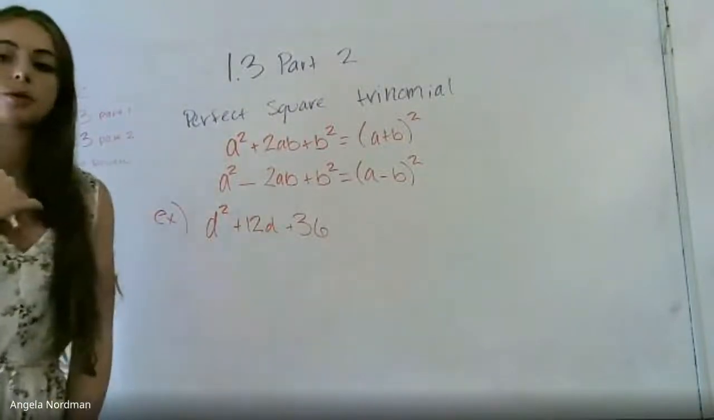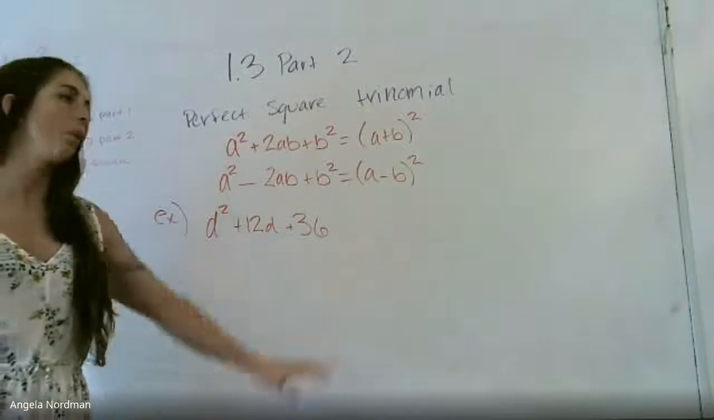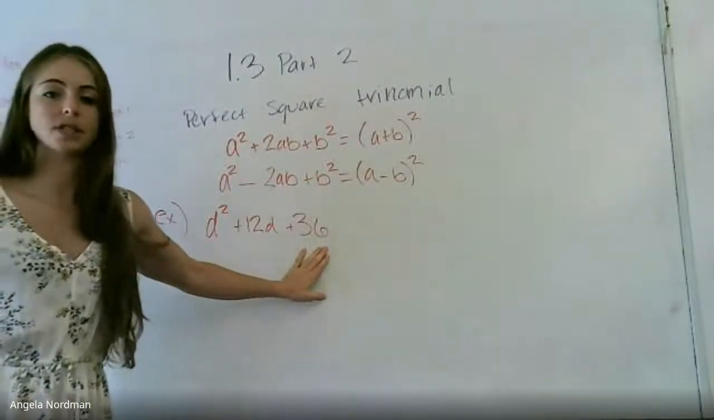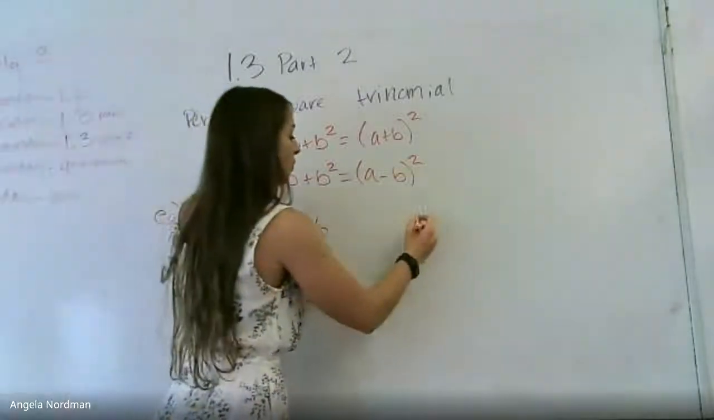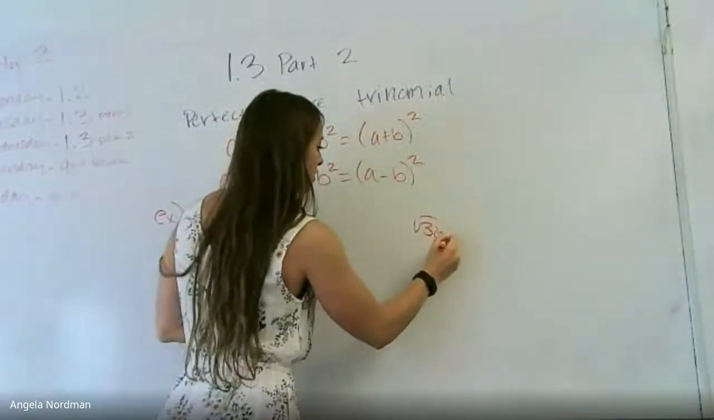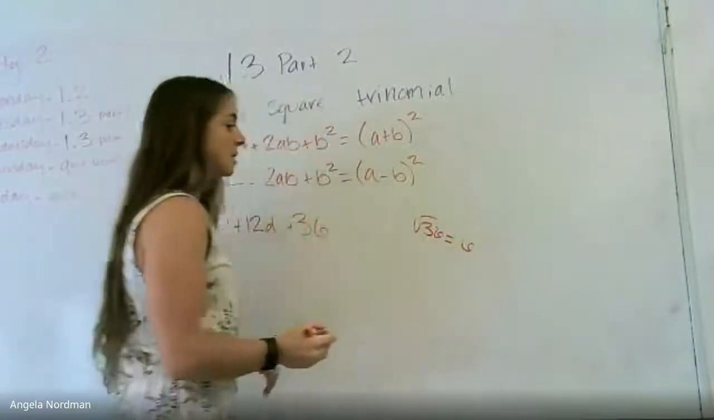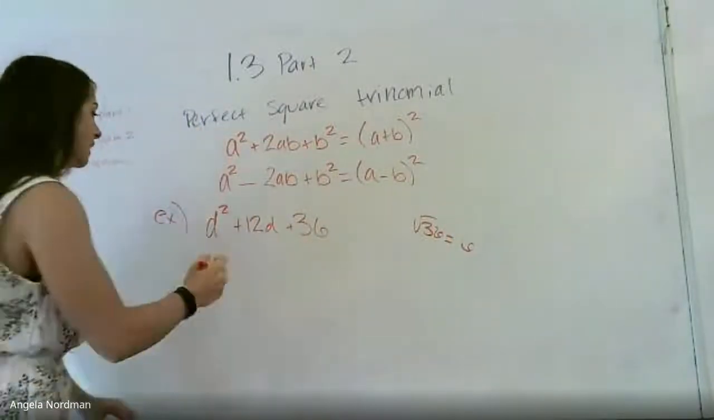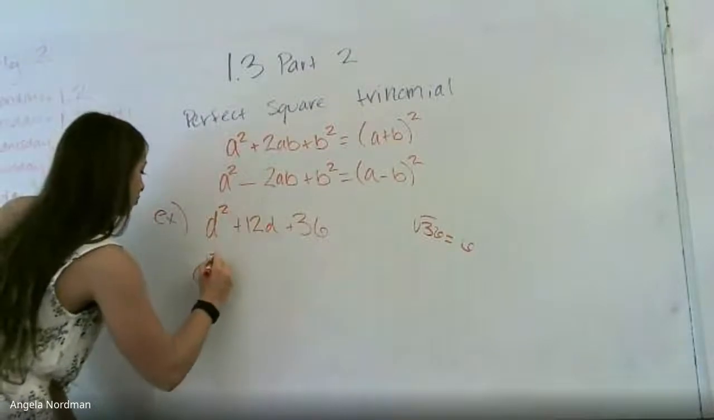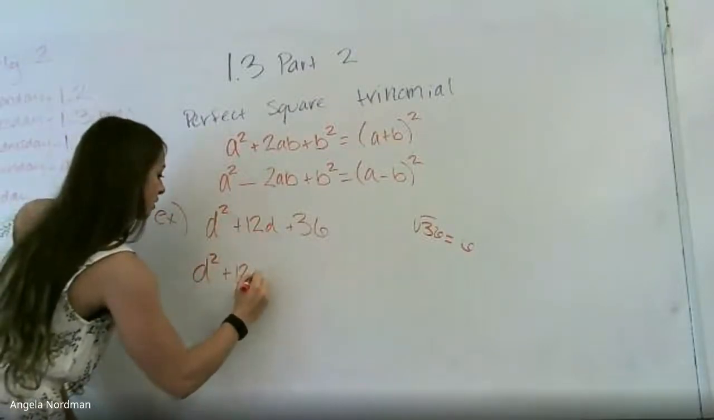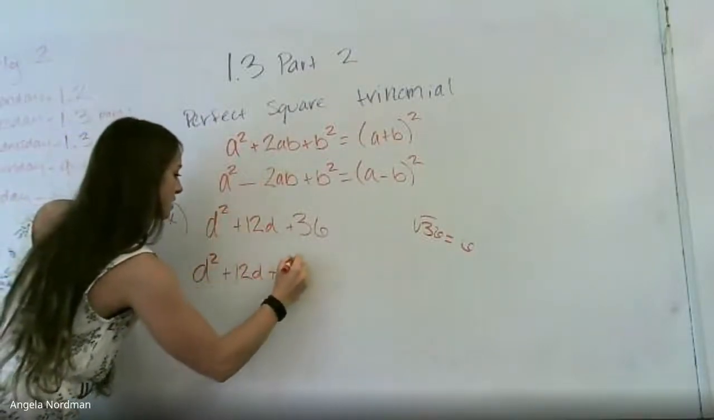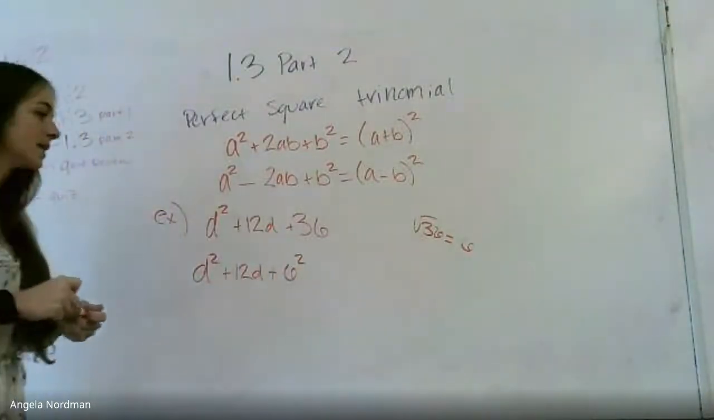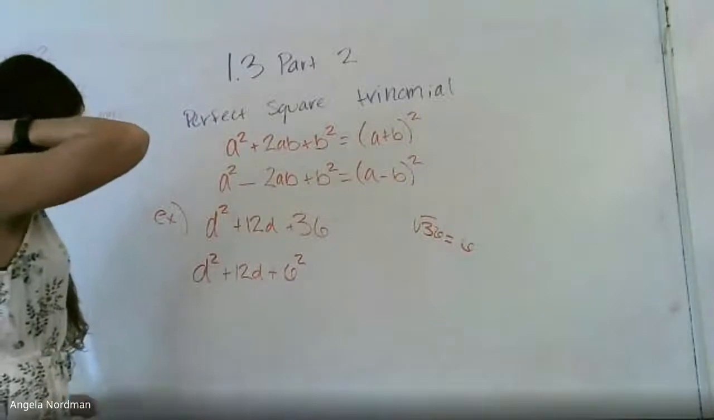But it's my job to write that as a number squared. I don't want it to be 36. I want it to be whatever number it is that squares to get 36. So the square root of 36 equals 6. So instead of writing this as 36, I can instead write this as 6 squared. We're getting down to it. We're almost in that same form.